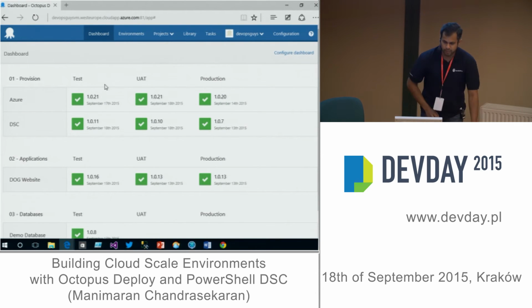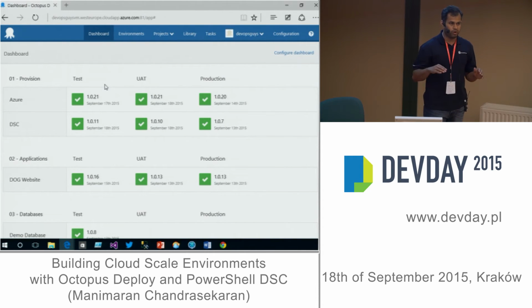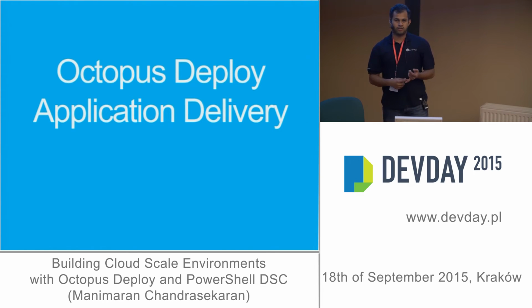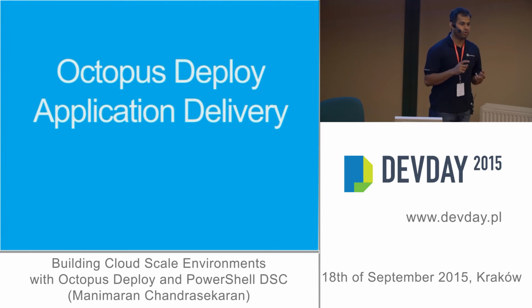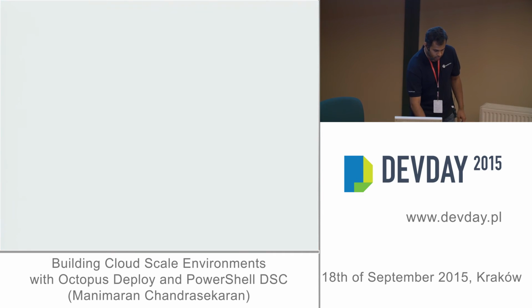Octopus Deploy is very good at creating a pipeline view of different projects. Using Octopus Deploy, you could deploy a web application, a Windows service, a SQL Server database, or any different kind of application.